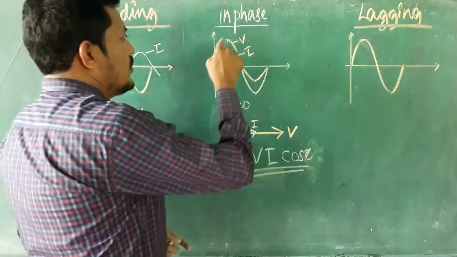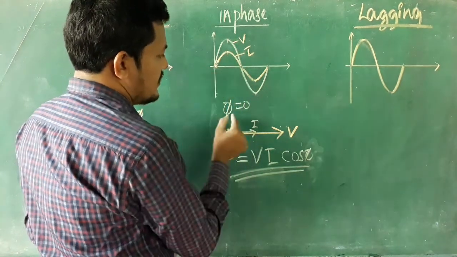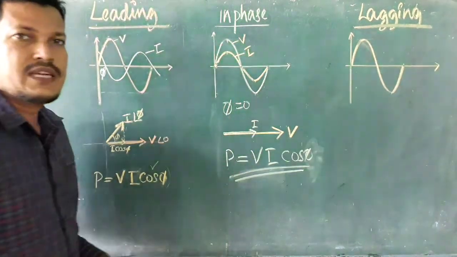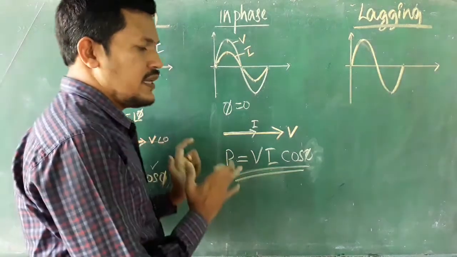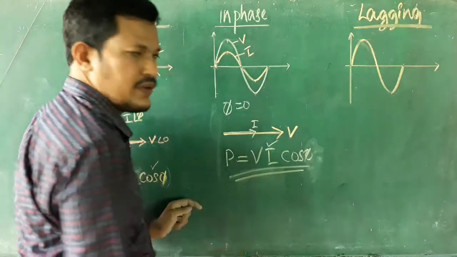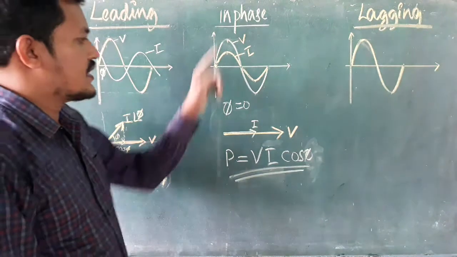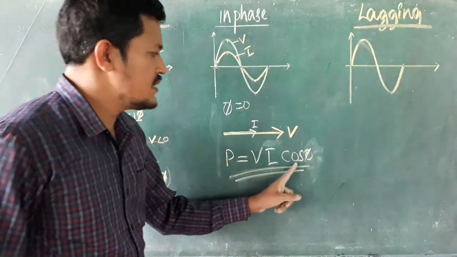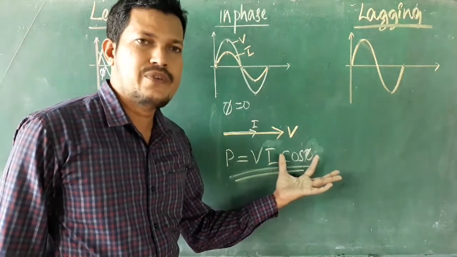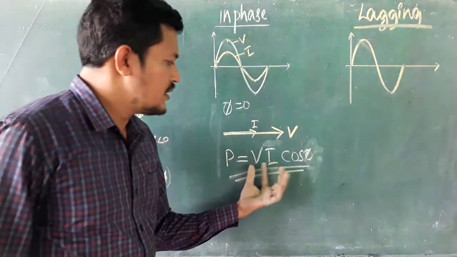Clear? Here both voltage and current are in phase. There is no phase difference, no phase angle. Phi equal to 0. This condition we call the in phase condition. We want all the AC circuits in phase condition. Then only we can draw the maximum power. That means the cos phi power factor value becomes 1. In that condition we can draw the maximum power.